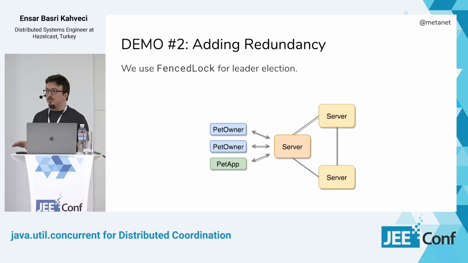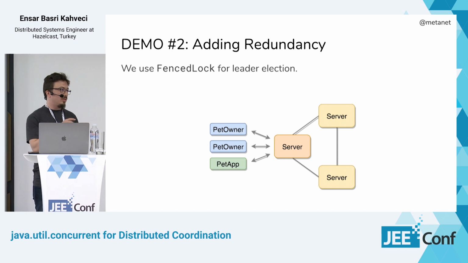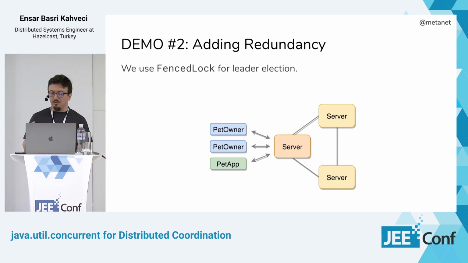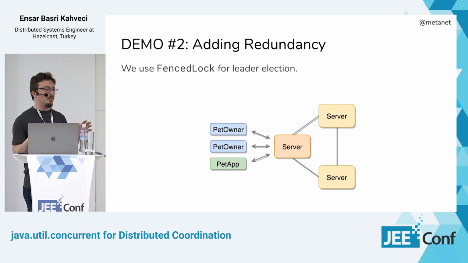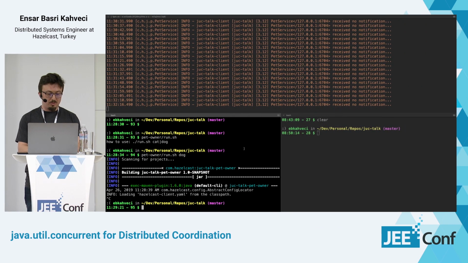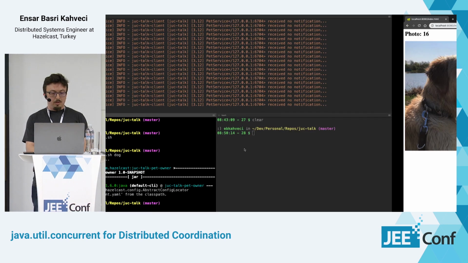So in the first part, we had a drawback. With our pet owner process, we just ran a single instance of it, and it is a single point of failure, right? If it crashes, there will be no other process updating or publishing new photos. So we can even see it. I just killed it here, and as you see, there is no new photo popping up, right?